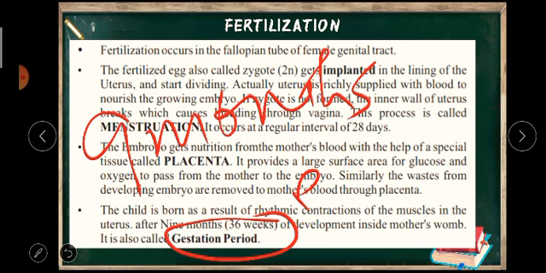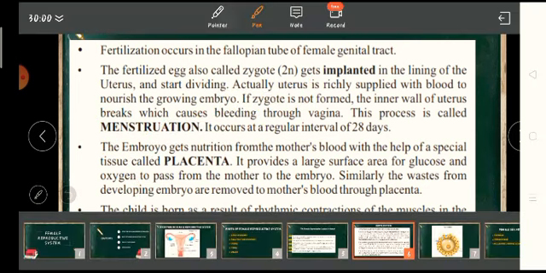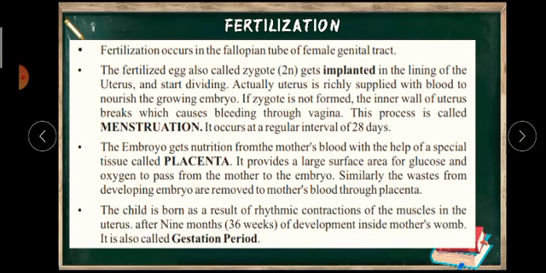So how a child is born: once the child has grown completely up to 36 weeks, it is going to experience its birth. How is it going to experience it? Through a rhythmic contraction of the muscles of the uterus after 36 weeks of development inside the mother's womb, the child is going to be born.